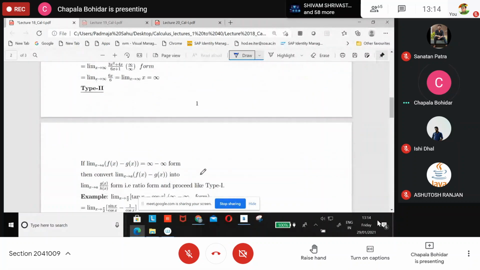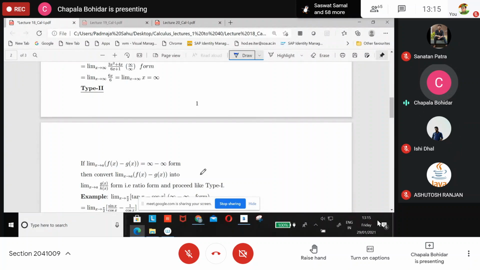Type 2. Write down. Ma'am, for the 0 by 0 form, also the same procedure? Yes, same process. You convert it to the 0 by 0 form or infinity by infinity, then you solve your problem by L'Hospital. Ma'am, if there is an infinity by 0 form, in that case we convert it to the infinity by infinity form, after differentiating or rationalizing. Then you can solve. Okay, ma'am. Thank you, ma'am.